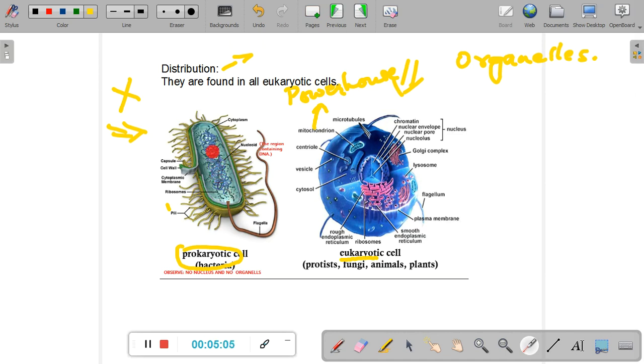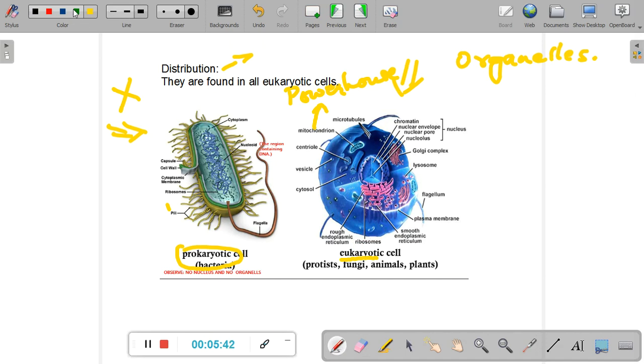Similarly, the molecule called DNA, which is found inside the nucleus in eukaryotes, is simply found scattered here inside the cell. I hope you can see this structure called nucleoid. This nucleoid is the DNA of the prokaryotic cell, which contains all the information regarding this particular cell. So, what you need to remember out of this discussion is the difference that prokaryotes do not have organelles, whereas eukaryotic cells have organelles. This is the first difference.